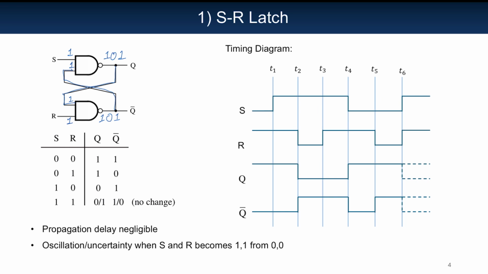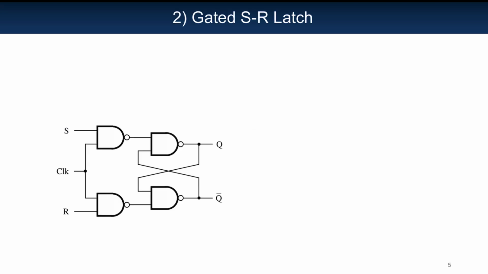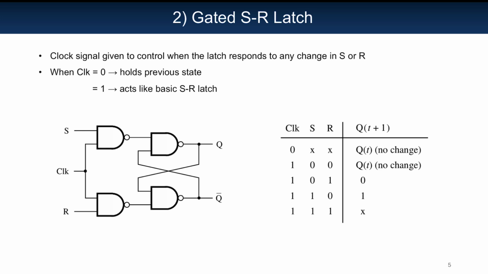In this circuit, we have seen that the output changes whenever the input changes. But what if we want control over that? What if we want to change the outputs just when we want them to? The solution is the gated SR latch. In this circuit, we use a clock signal and two extra NAND gates. When the clock is set to 0, both of these points, named S prime and R prime, become 1 according to the NAND logic.